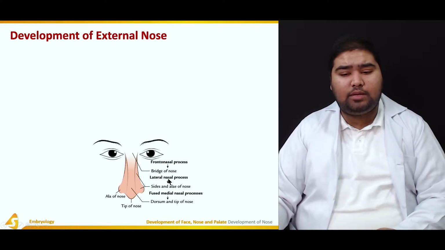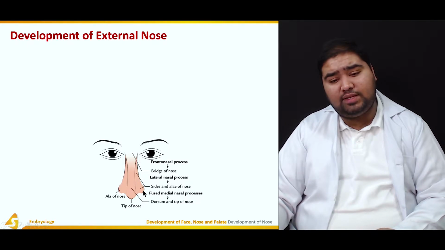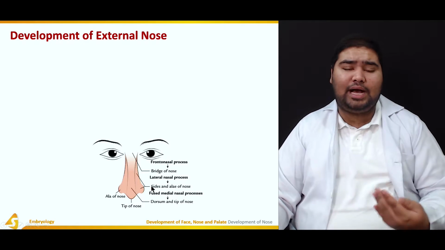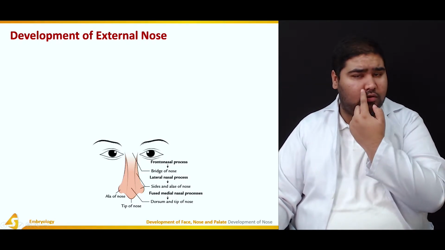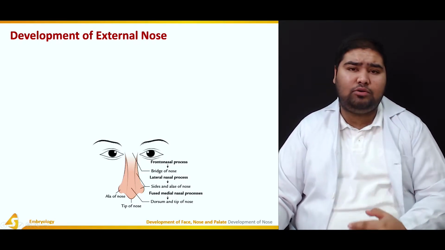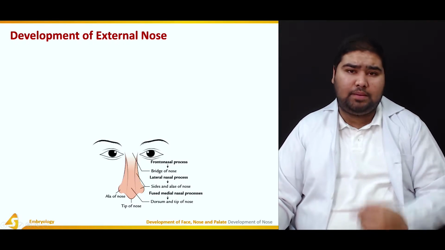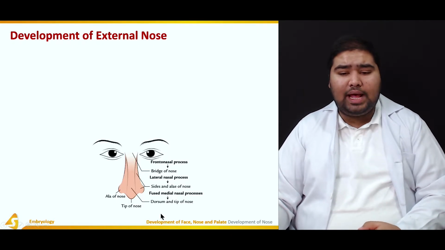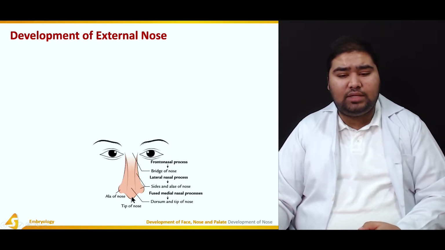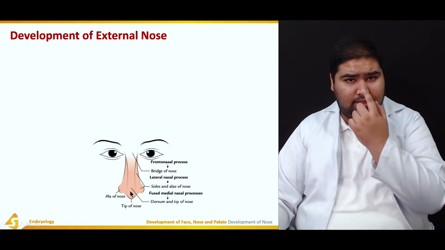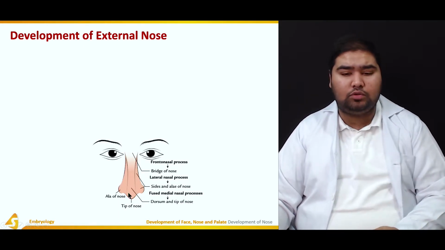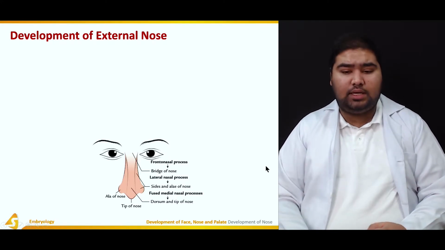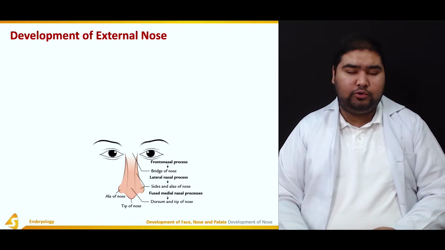The lateral nasal process are responsible for the formation of the sides and alae of the nose. Alae are the prominent side out pouchings. These are the alae of the nose, which are the circular side out pouchings present in certain people in the sides of the nose. These are formed by the lateral nasal folds, and the fused medial nasal folds help in the formation of the dorsum. This is the dorsum and the tip of the nose. So the dorsum and the tip of the nose are formed by the fused medial nasal processes.